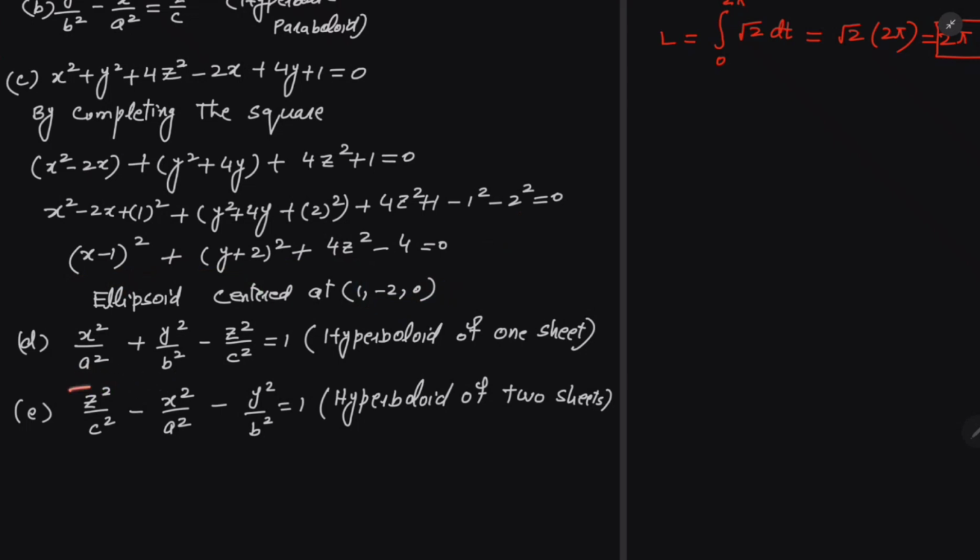For part D, we need to identify this surface. This is a hyperboloid of one sheet, and part E is a hyperboloid of two sheets.